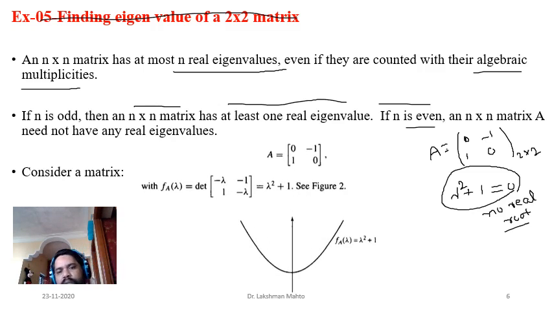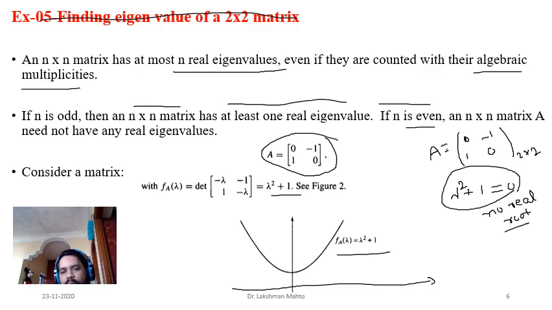So consider the same example I had already taken and described. You can see the equation of this characteristic polynomial, lambda square plus 1, and what is happening? It is not intersecting this horizontal axis. So that's why it has no real root. Graphically also you can observe that it has no real root.